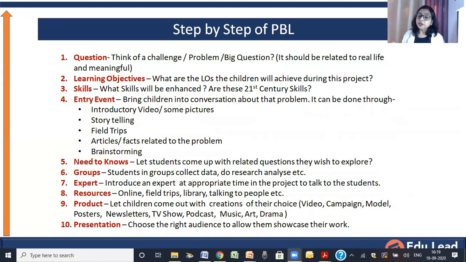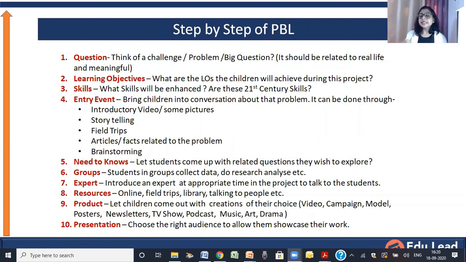While you're framing and creating your PBL model, you have to have your learning objectives very, very clearly stated. And the second important thing is, what are those skills which the children will be enhancing in this entire process, or which skills are they going to employ? So you have to put that also in the form of learning objectives, right? So first thing, big question. Second thing, learning objectives, and what skills are they going to enhance?